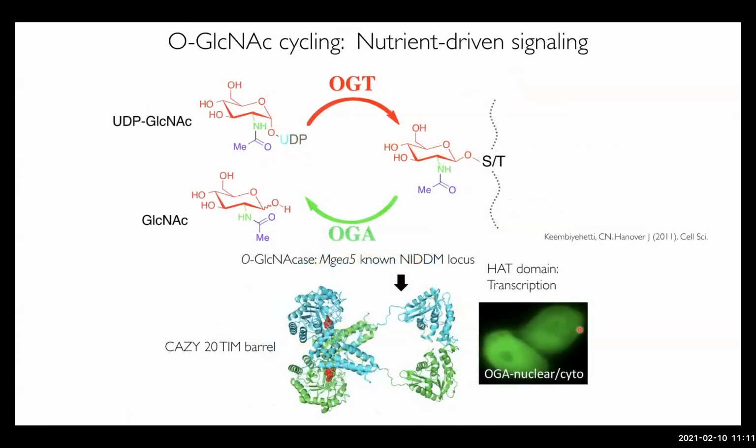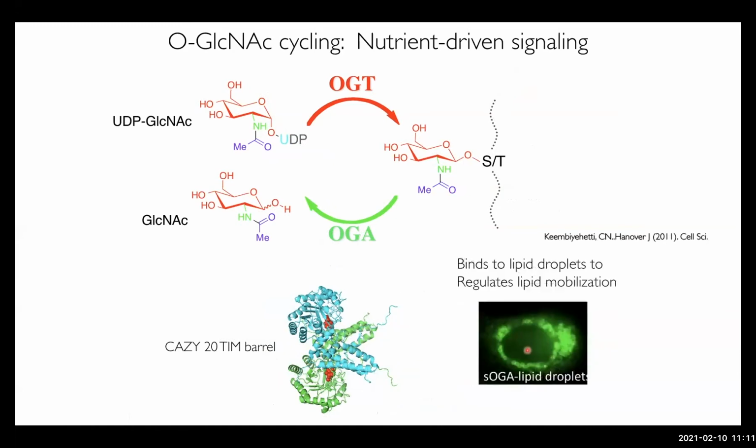The O-GlcNAcase is no less interesting. It's actually also alternatively spliced to produce two isoforms. One of these is associated with a histone acetyltransferase domain, allowing it to enter the nucleus and reside in the cytosol. There's another isoform that lacks that HAT domain, and this is targeted to lipid droplets and may be a mechanism by which the O-GlcNAcase enters and regulates mitochondrial metabolism.